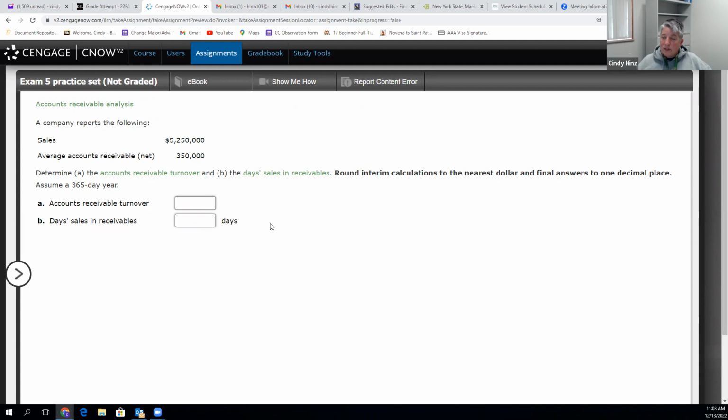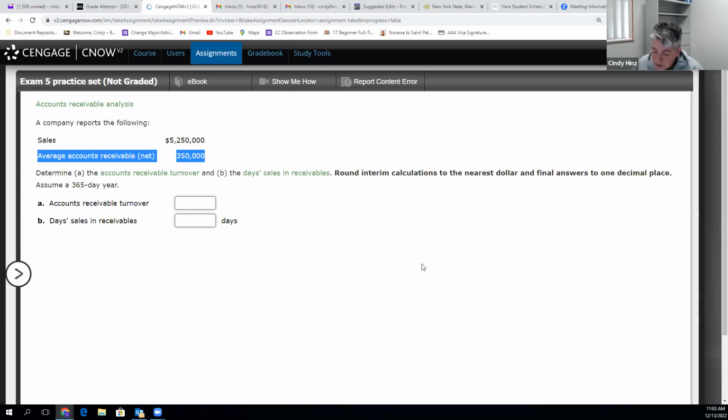So for our accounts receivable turnover, the formula is sales divided by average accounts receivable. Now they've done us a favor by giving us that average accounts receivable already calculated, but remember, to calculate that, we would just take the beginning and ending balance and add them together, then divide by 2.